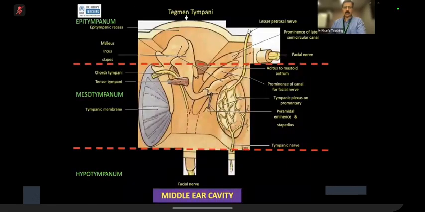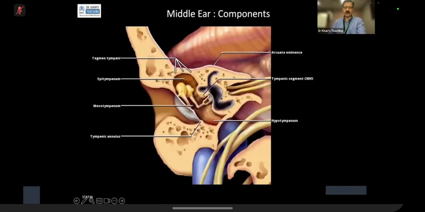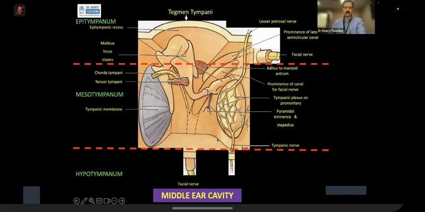Now, this is the middle ear. Just remember this: this is the middle ear, with the ossicles malleus, incus, stapes. This is the inner ear: lateral semicircular canal, superior semicircular canal, vestibule, and this is the cochlea. This is the stapes. So this tumor can go in from here.